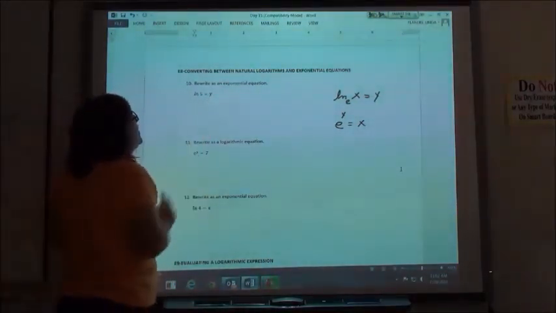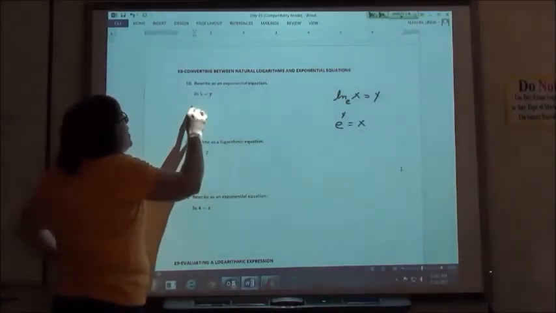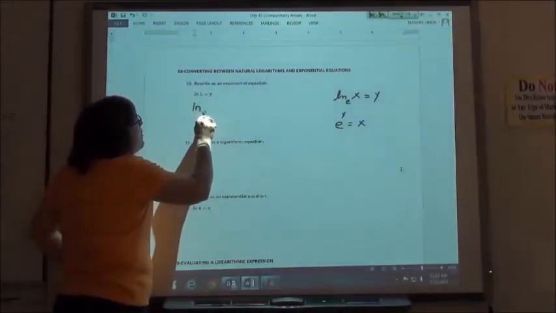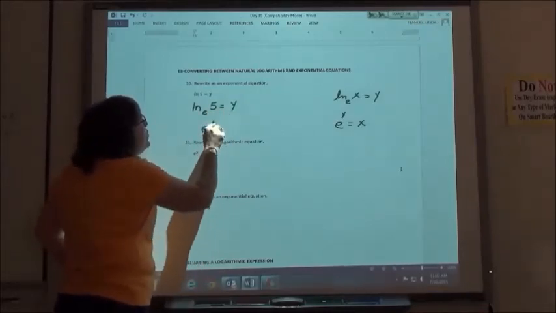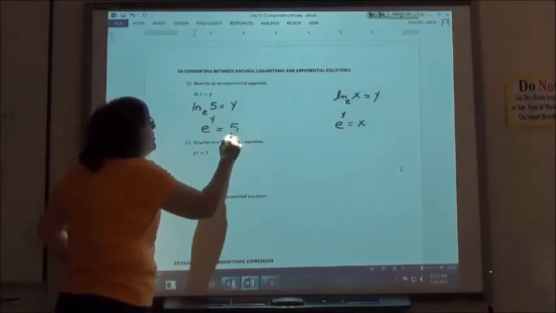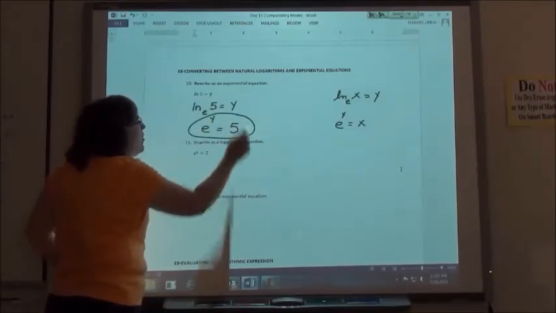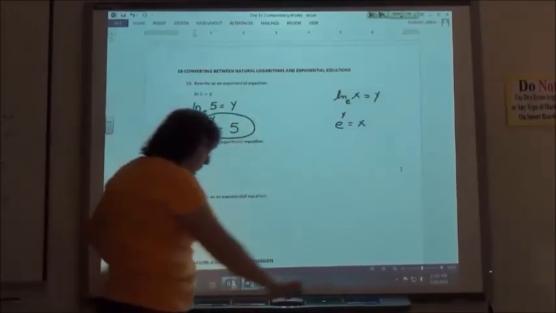So if I have the natural log of 5 equals y, I know that it's the natural log base e of 5 equals y. So e to the y power is going to be equal to 5 when I rearrange that.